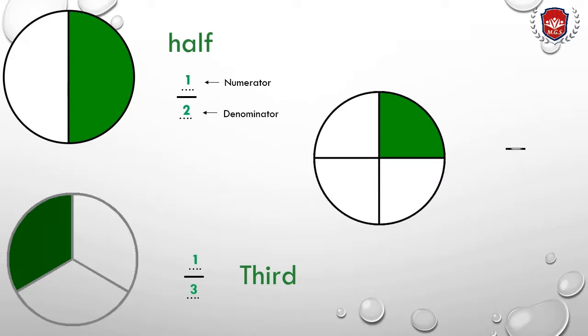In the next picture, I divided the circle into 4 equal parts. To represent the colored part, draw a fraction part and the denominator here is 4, the total number of parts. Number of colored parts here is 1, so write 1 in the numerator. So I have a new fraction which is a fourth.